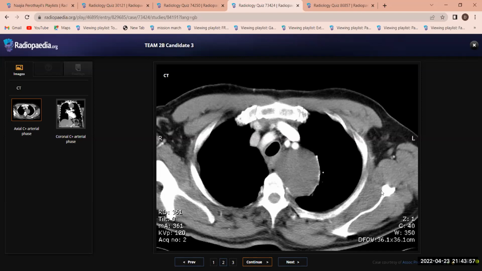Okay, so what would you do? So ideally, this should be discussed with the thoracic surgery team and the pulmonary team to see if they can aspirate it through a bronchoscopic approach. And an interventional radiologist should also be involved to look for any approach.